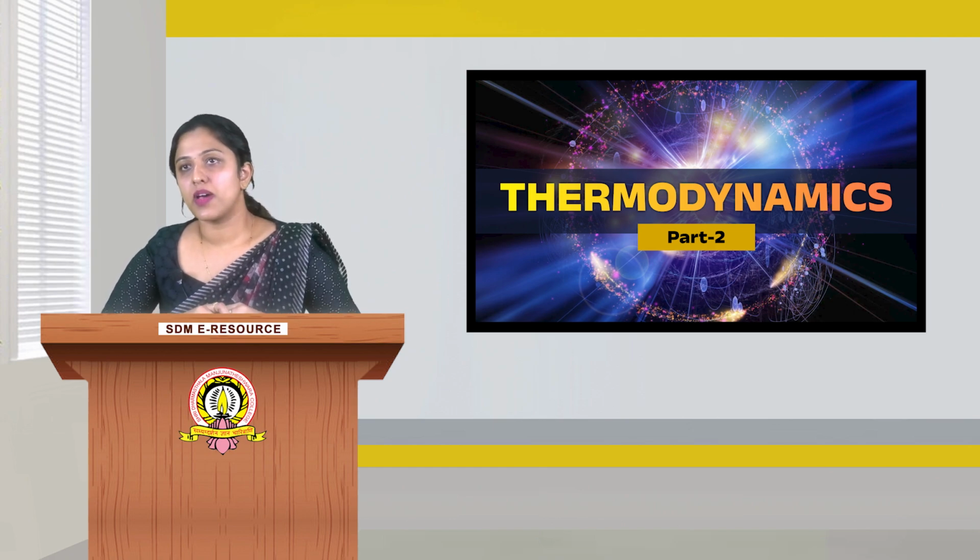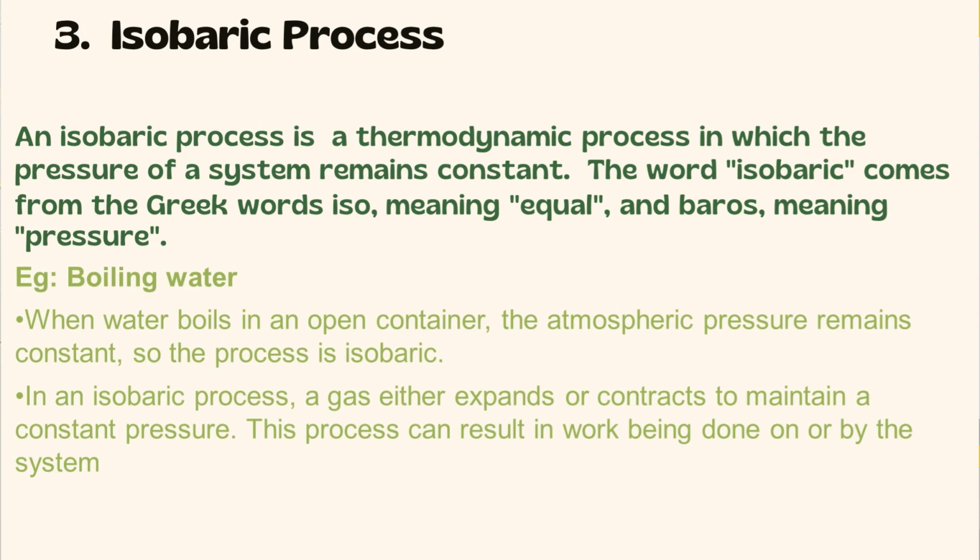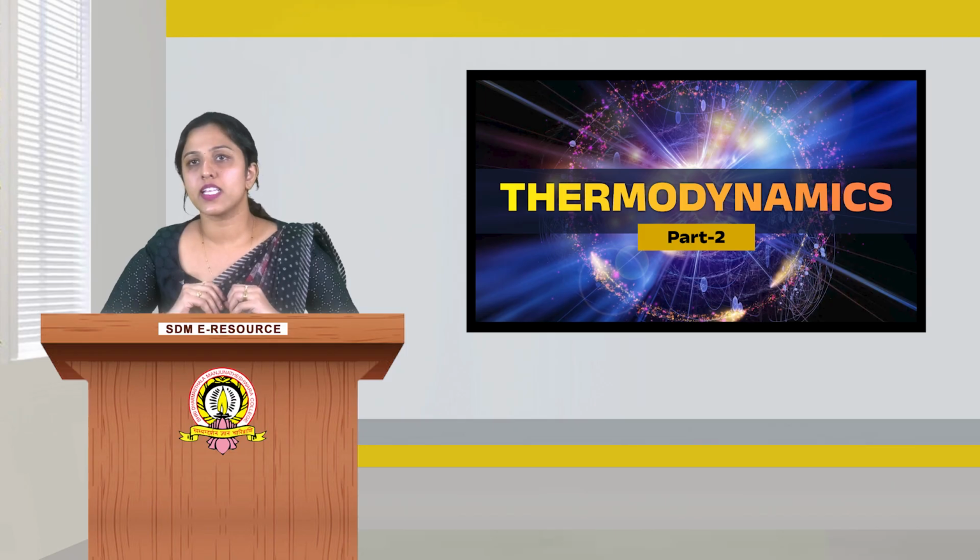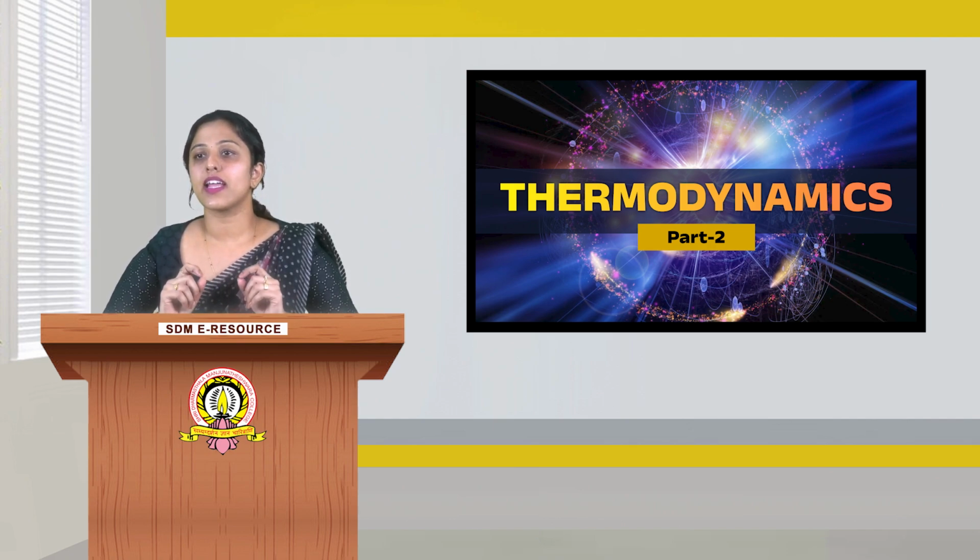The next one is isobaric process. Isobaric process is a thermodynamic process in which the pressure of the system remains constant. The word isobaric comes from the Greek words iso, which means equal, and baros, meaning pressure. So here the pressure remains constant. We can take the example of boiling water. When water boils in an open container, the atmospheric pressure remains constant, so the process is isobaric. Or we can also consider a gas that either expands or contracts to maintain constant pressure. This process can result in work being done on or by the system.